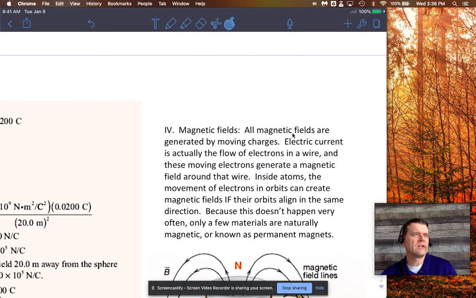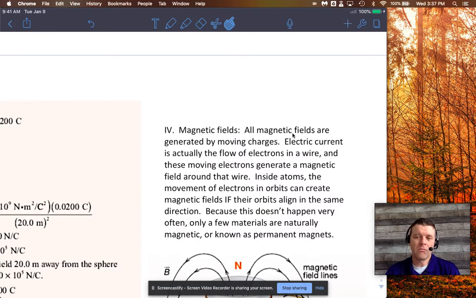Magnetic fields, you need to understand how they work, but you don't need to know the math for them. You don't need to know the formulas for determining the magnetic force, okay? What's really interesting about magnetic fields, if you watch the video, is that all magnetic fields are generated by moving charges. So if you run current through a wire, then those electrons will generate a magnetic field around that wire. It's really an interesting phenomenon. That's what an electromagnet is.